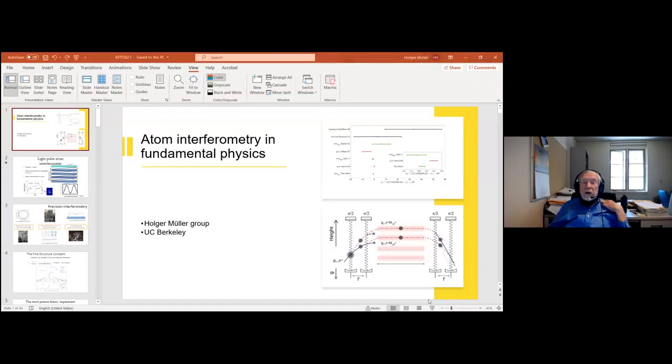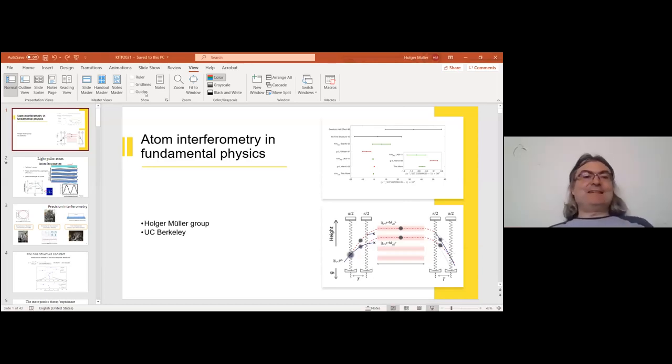So for the next talk, we'll be back to the tabletop, more or less, and it'll be Holger Müller from Berkeley, who's going to talk about measurement of the fine structure constant and entanglement of masses, or perhaps he's changed his title. We'll find out. Peter, it's all yours. I'll give you a 5-minute warning.